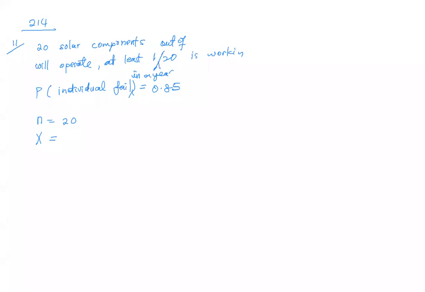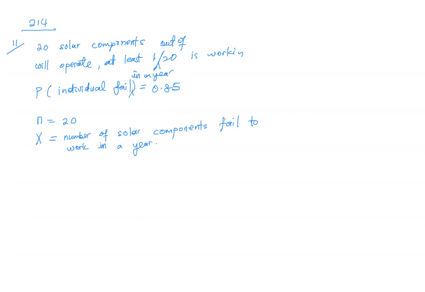You want to talk about fail, correct? So we will say number of solar components fail to work in a year. Okay. Out of the 20.